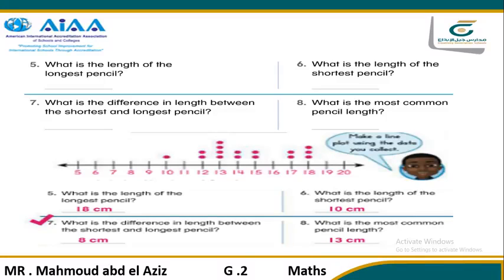Question number 8 here. What is the most common pencil length? What does the question mean here? That means in which number from 10 to 18 you have more plots or more dots here. Look at number 13. You have 4 plots here. So here is number 13. That number is the most common pencil length. We have 4 pencils whose length equal 13 centimeters. So we choose here 13 centimeters.